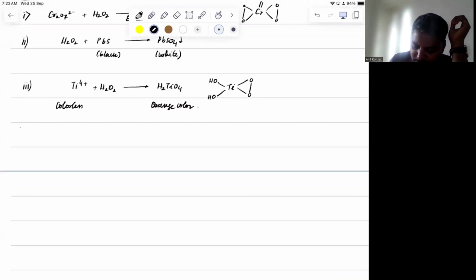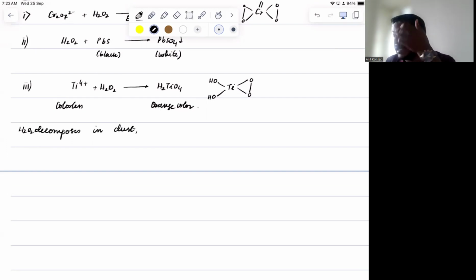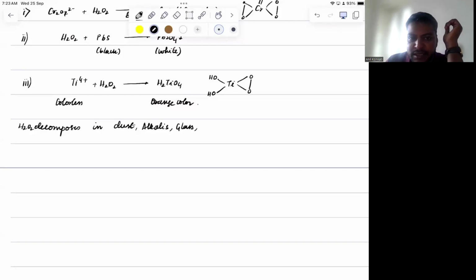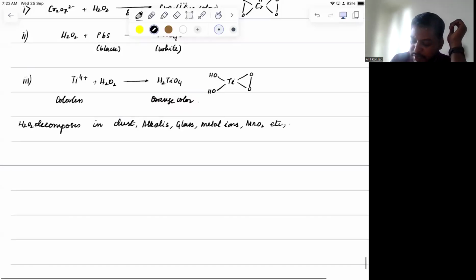Next, H2O2 decomposes easily, decomposes in dust. Any form of dust, it will happen fast. So dust is a catalyst for decomposition. All alkalis, any alkalis if you have, or glass, right? If metal ions are present, okay? MnO2, etc. All metal surfaces, etc.